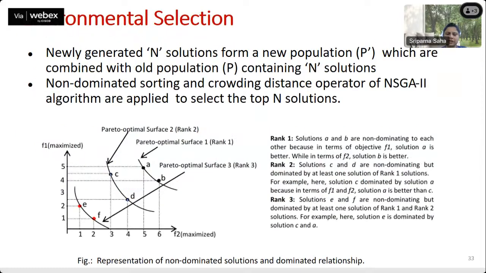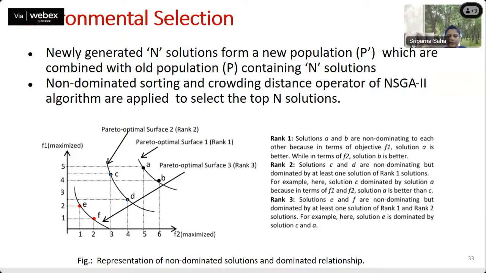So after the crossover and the mutation operations, we will be getting a new set of solutions. So we'll merge the new set of solutions with the old set of solutions, and we will get 2p number of solutions. So P' is our new population, P is our old population. So P and P' will be merged together, and now we have to apply the non-dominated sorting and the crowding distance-based operator, very similar to NSGA-II.